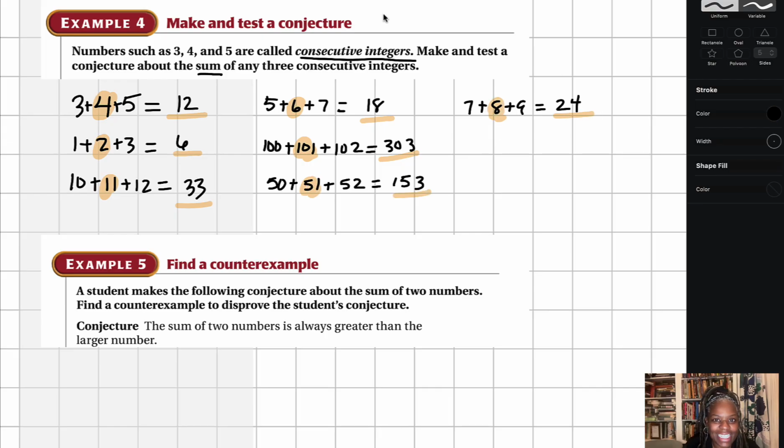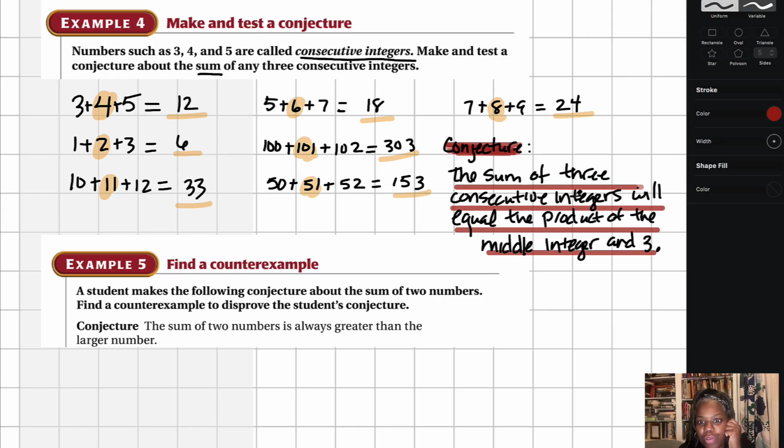So your multiplication tables might show you that 4 times 3 is 12, 2 times 3 is 6, 11 times 3 is 33, 6 times 3 is 18, 101 times 3 is 303, 51 times 3 is 153, and 8 times 3 is 24. So my conjecture is when you take the sum of any 3 consecutive integers, the middle integer times 3 will be the sum. So here's our conjecture written out. The sum of three consecutive integers will equal the product, that's the answer you get when you multiply, the product of the middle integer and 3.